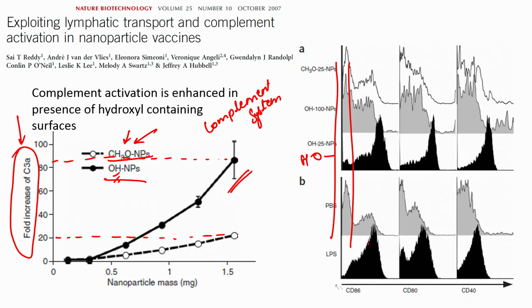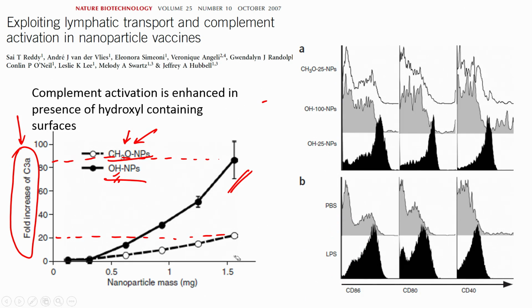And this is then further looked into. So what you are seeing here is, you have 100 nanometer particles with hydroxyl, you have 25 nanometer particles with hydroxyl, and you have 25 nanometer particles with the CH3O. What you are looking at is the activation of your cells, in this case your antigen presenting cells, and these are activation markers. CD86, CD80 and CD40 are all activation markers that get upregulated if the immune response is activated through various PAMPs, the pathogen derived factors and all.